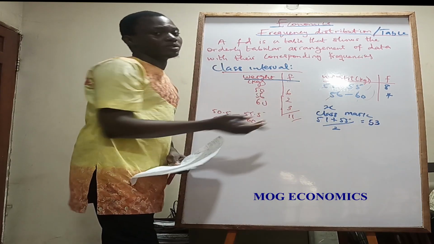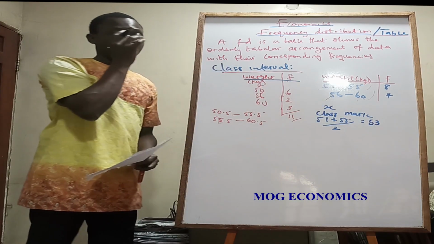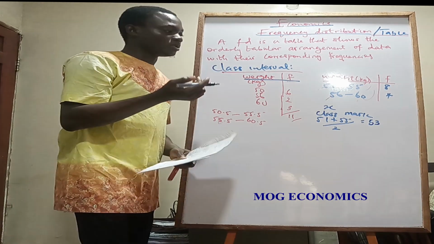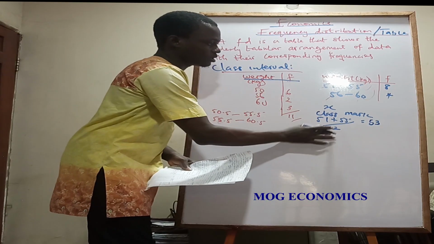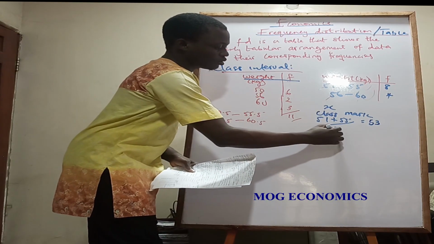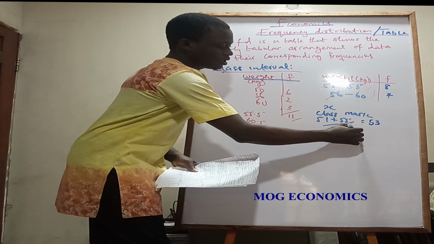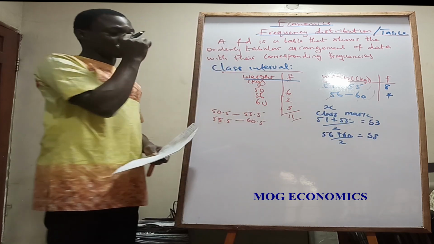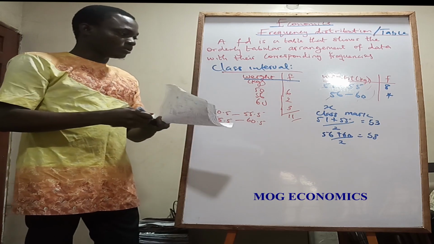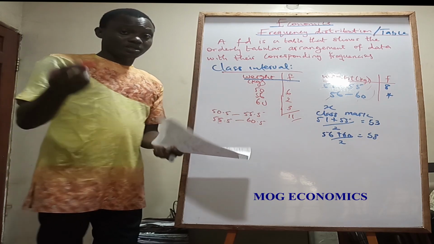So we do the class mark for this one too. This is going to be 116, right, divided by 2, which is 58. So the second one, what is it? 56 plus 60 divided by 2. That's going to give us 58. So the difference here is 5. What you notice is that even if there was a third one, the difference between all of them is going to be 5.